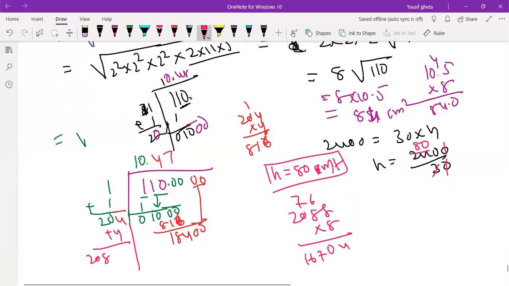So 10.48 is nothing but 10.5 approximately, and we multiply. So this is the answer. If any doubt, message me. We will help you out. Don't worry. If anything, that's much only. Bye bye. Thank you. Bye.